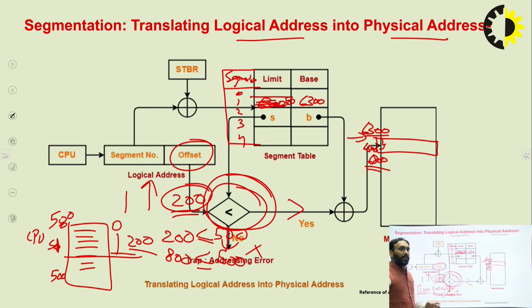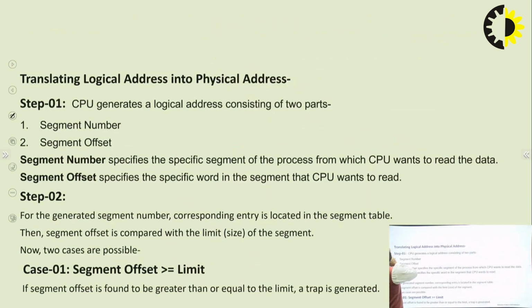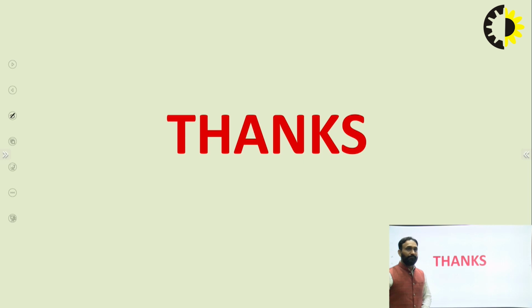This is the way segmentation is executed within a machine. Hopefully it is very clear to all of you. These are the steps as I told you with the examples. It contains the same thing. What is the meaning of the offset as we compare, that is less than or equal to the limit or not. Thank you. You will meet in the next video lecture.